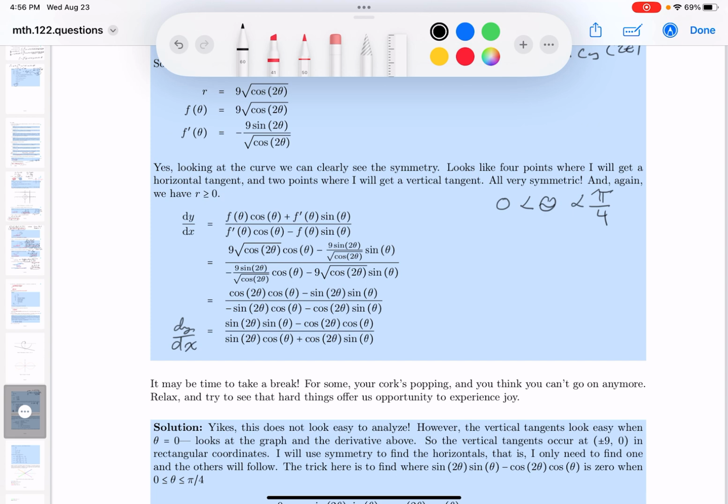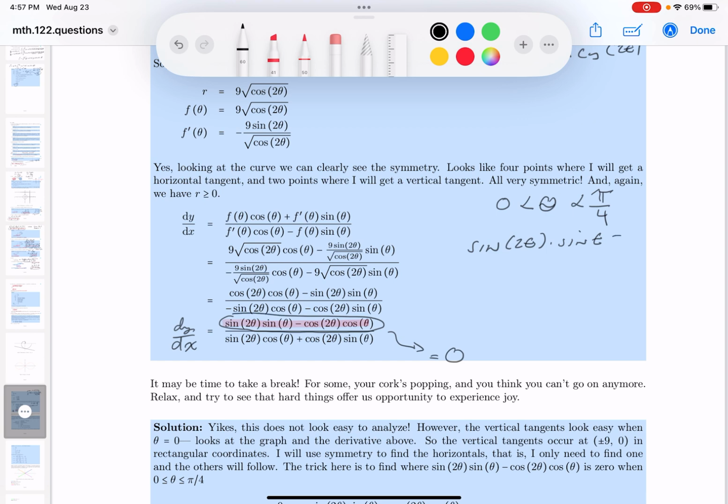Looking at the bottom, I want to get a horizontal tangent. So really what I'm left to deal with now is, I'm wondering when this becomes 0, provided the bottom is not simultaneously 0. So let me write this down for you. For the top to be 0, it would mean the sine of 2 theta, again, my thetas are between 0 and pi over 4, times the sine of theta. And again, I want this to be 0. That means this over here has got to be 0, provided the bottom is not simultaneously 0.